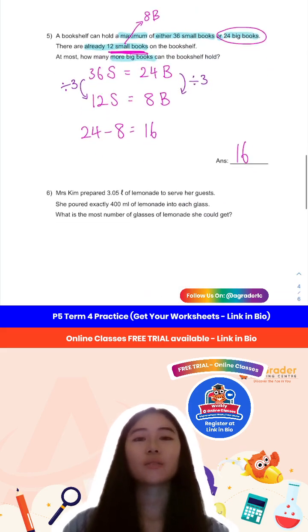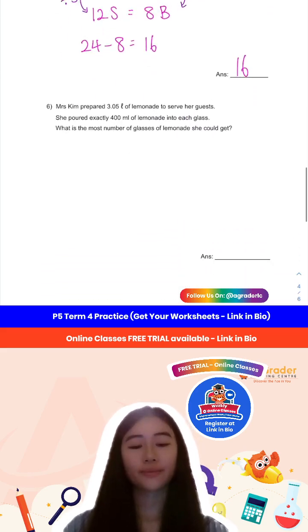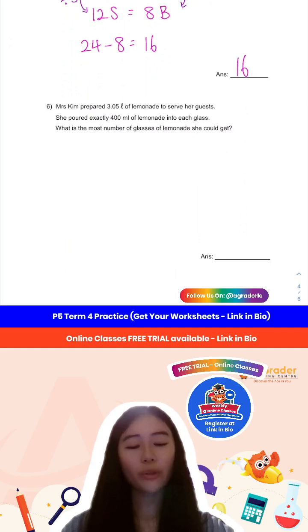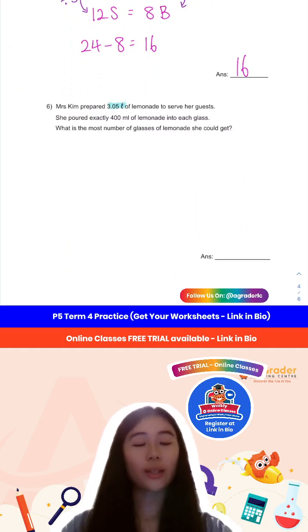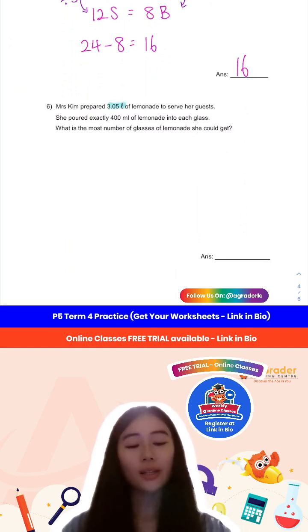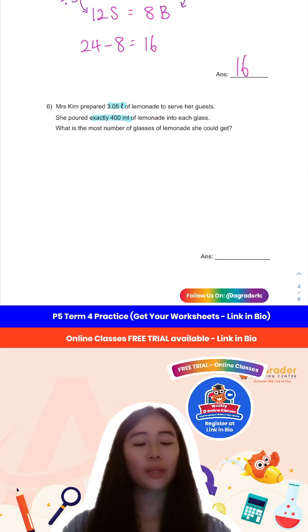Next question. So Mrs. Kim prepared 3.05 liters of lemonade to serve her guests. She poured exactly 400 milliliters of lemonade into each glass. What is the most number of glasses of lemonade she could get?